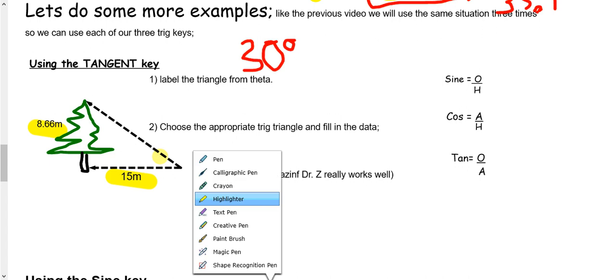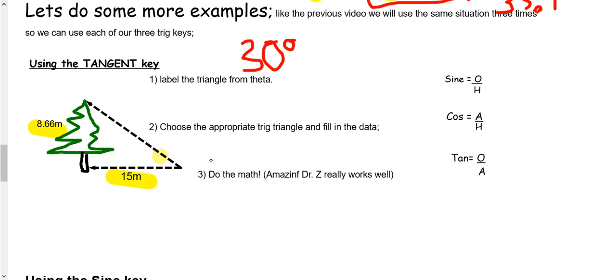Okay, so let's not get ahead of ourselves. First of all, what we're going to do is we're going to label the triangle. So this is theta. It's what we're looking for. So here we're going to go opposite. Here's my right angle. So this is going to be hypotenuse. And here's my adjacent. Okay?